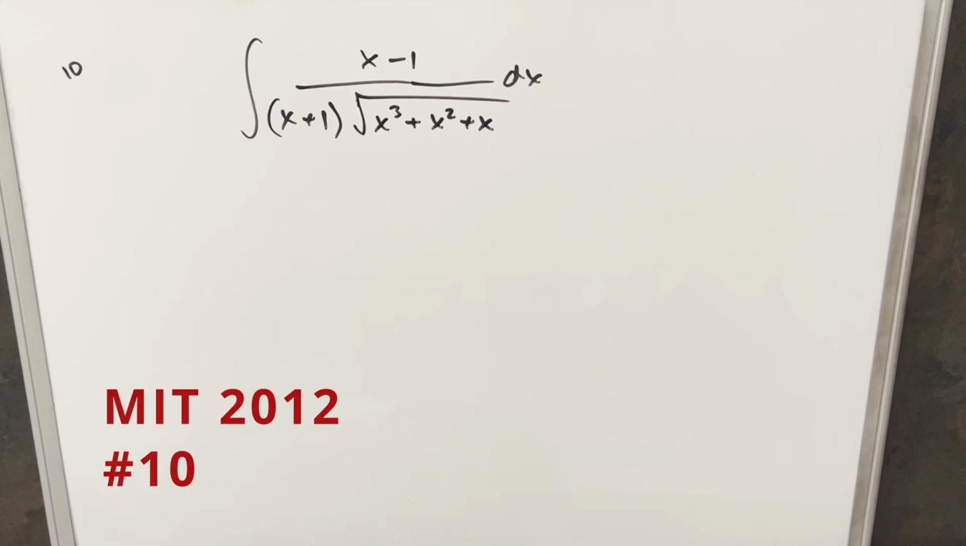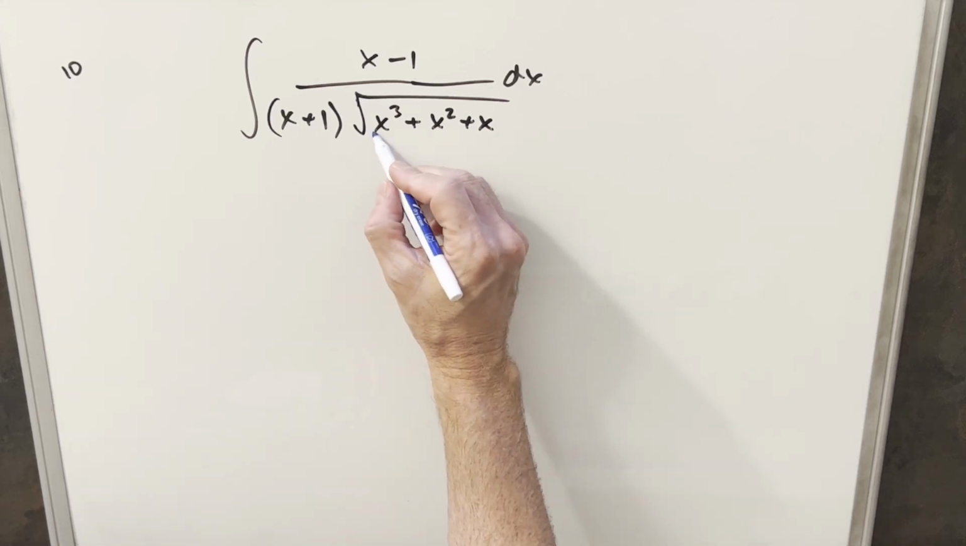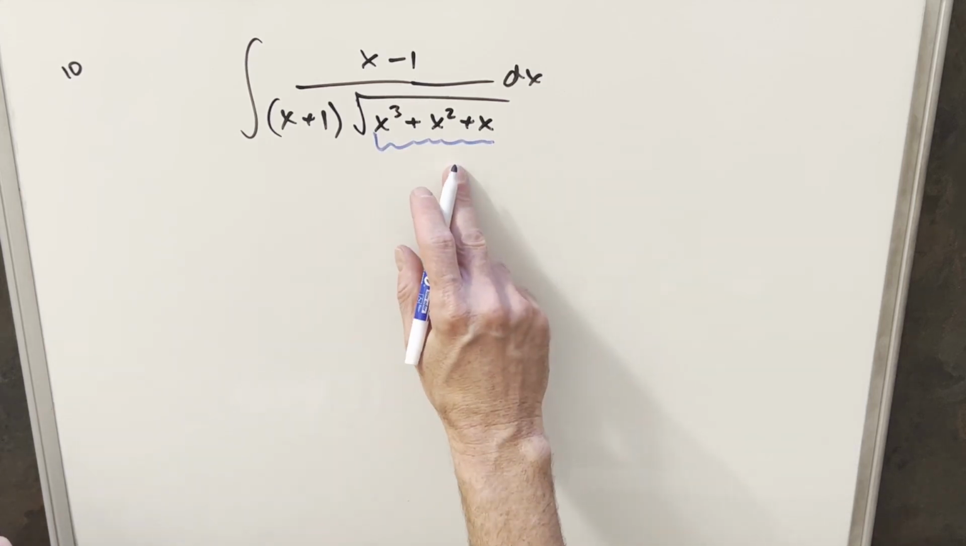Okay, we have here today a really interesting looking integral from the MIT Integration Bee 2012. This one's problem 10. We have the integral of (x minus 1) over (x plus 1) times the square root of (x cubed plus x squared plus x) dx. To start with, the first thing that really jumps out is this situation here inside the radical.